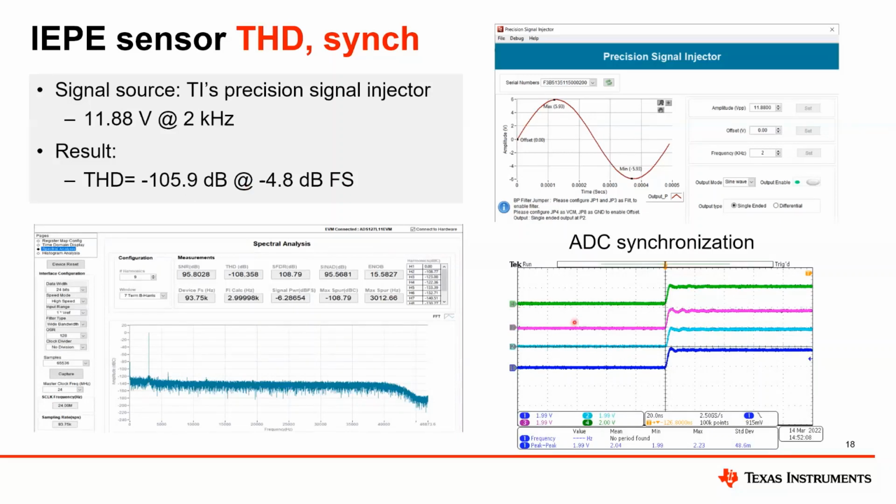The diagram on the lower right is the ADC synchronization. We are monitoring here the data ready signal, which is generated by each ADC when the data is ready to be transferred. As you can see, we have sub-nanosecond difference here. Actually, it indicates we are capturing the data exactly at the same clock cycle.